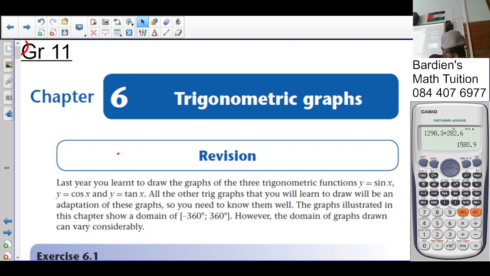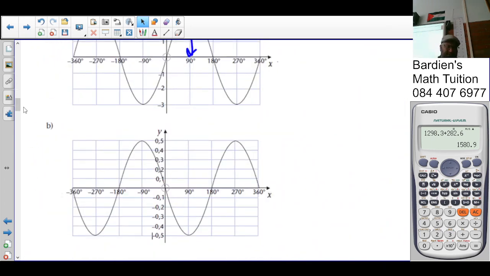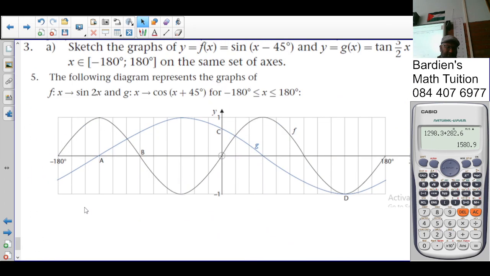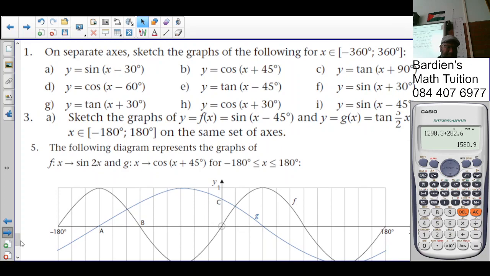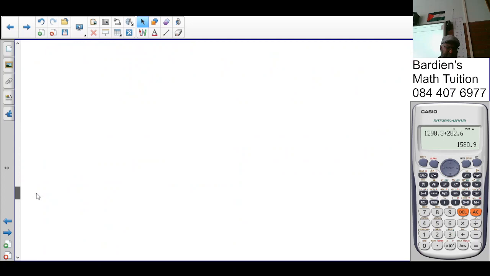Good afternoon, class. So at this point we're looking at the trig graphs. We're wrapping up the section on the general solution of the trig graph. We're on exercise 6.8.